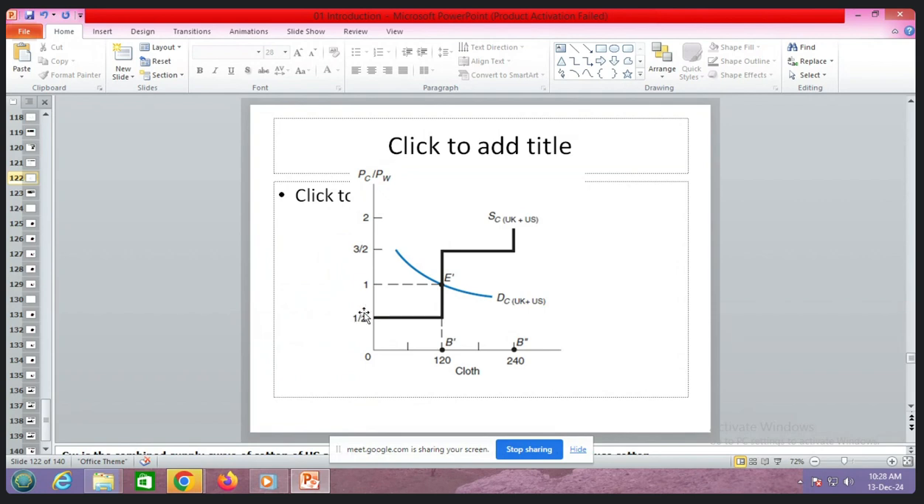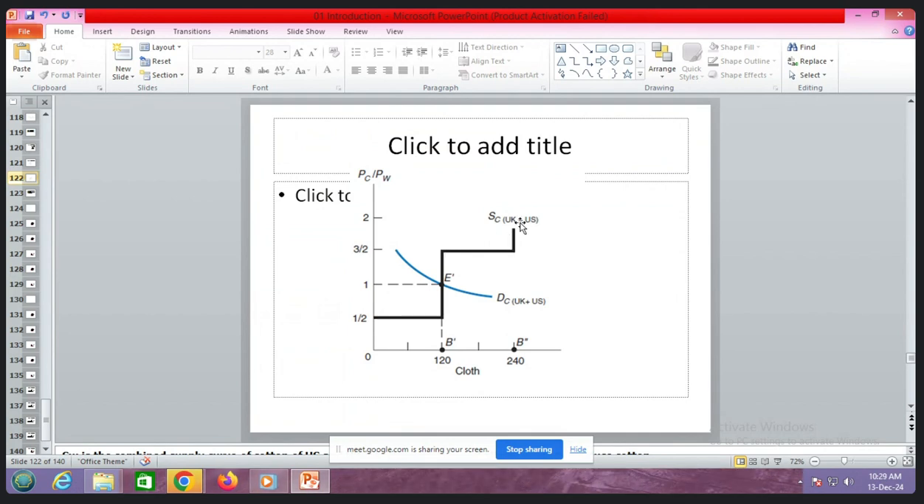So at 1 by 2 price, which is the slope of the production possibility frontier of UK, maximum of 120 units of cloth is being produced. Nothing gets produced between this range. Then when the price reaches 3 by 2, another 120 units of production takes place from US. That becomes 240 world production at 240. Okay, when the price is 3 by 2, and again it becomes vertical.